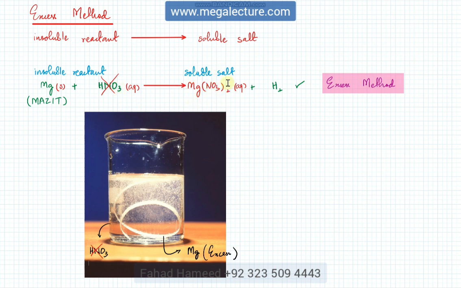The salt is a soluble salt, and that salt is being produced in the solution. So, for example, magnesium nitrate salt is being produced in the solution. You don't want the salt to be contaminated by the acid, so you need to get rid of all the acid. You need to finish it.